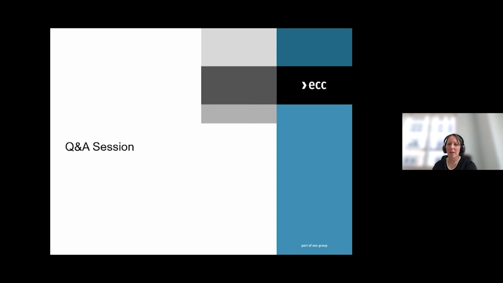Question number 1, which products are included in cross-margining? That's probably for Manfred, I think.